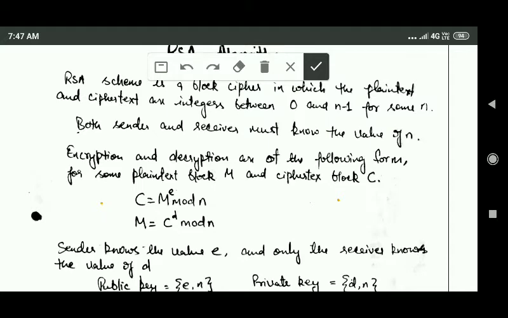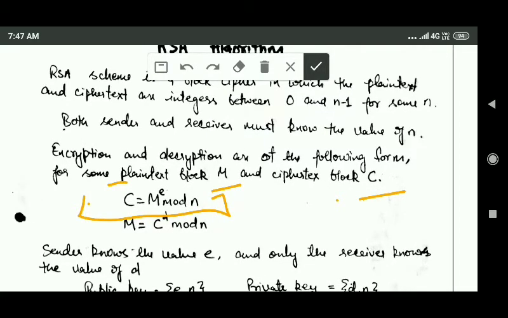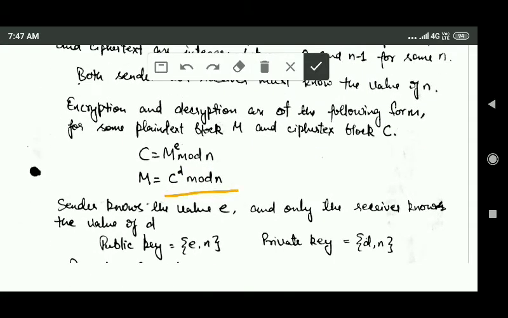Suppose there is a plain text block m. Then its ciphertext will be obtained like this. Its ciphertext block C will be equal to m raised to power e mod n. And from this ciphertext, we can obtain the plain text by C raised to power d mod n, which is equal to plain text m.